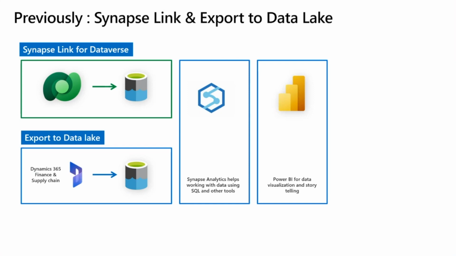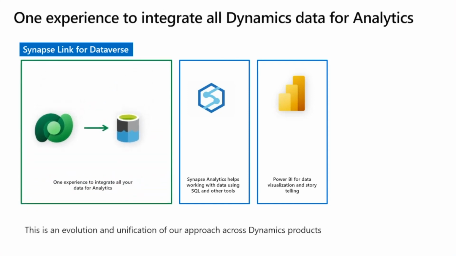So today, you have two identical services, essentially that do more or less the same thing. What we're doing now is essentially a step in the unification of Dynamics products. You're probably familiar with this effort. We've been on this journey for some time. Now the next step in this journey is we've unified all the different pipelines that we have across all these different products into Synapse Link for Dataverse. So Synapse Link for Dataverse is the one pipeline that takes data from all Dynamics, takes it to your storage account, so that you can work with Synapse and Power BI.